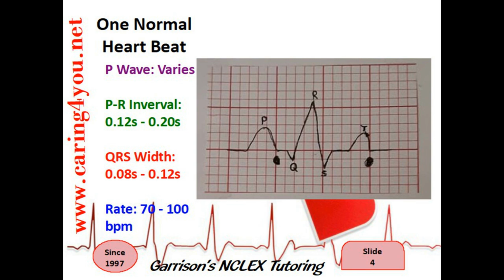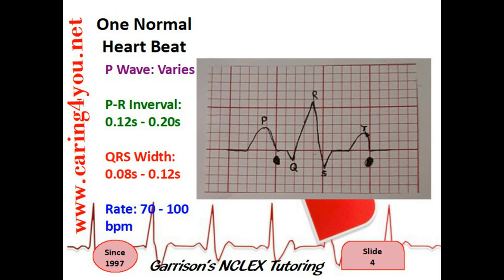Good job. Now a normal QRS width, which is what I said to do, look at the P wave, the R wave, and sometimes the S wave. And a normal QRS is 0.08, which is 2 small boxes, to 0.12, which is 3 small boxes. So a normal QRS width is 2 to 3 small boxes. That's exactly what you see in front of you. 1, 2, 3 small boxes. See? Good job.